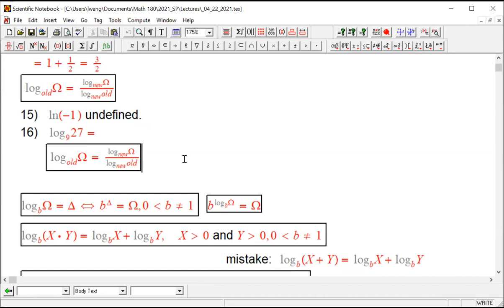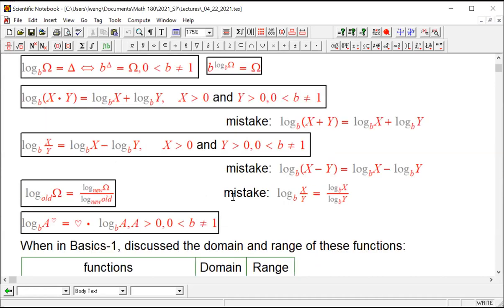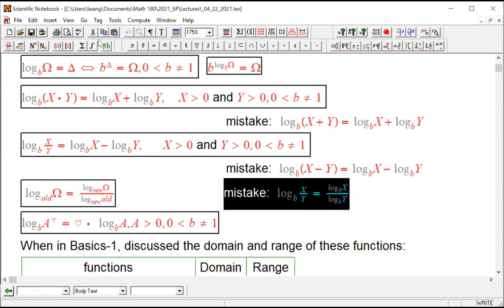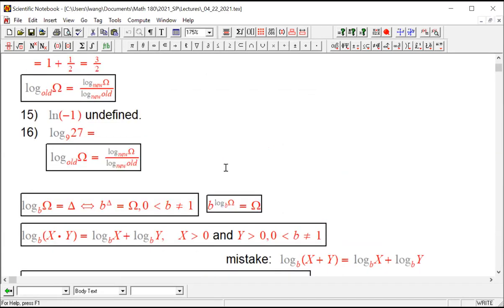Because of change of base formulas, we need some practice. Remember, there's a common mistake related to it. There's a common mistake related to it, and it usually happens when we're not familiar. So I put them side by side for comparison.